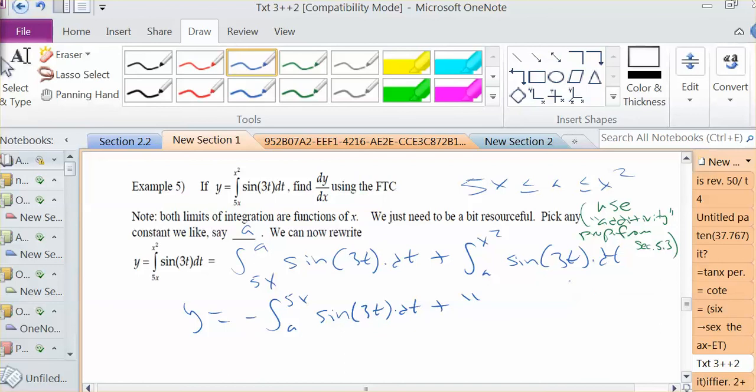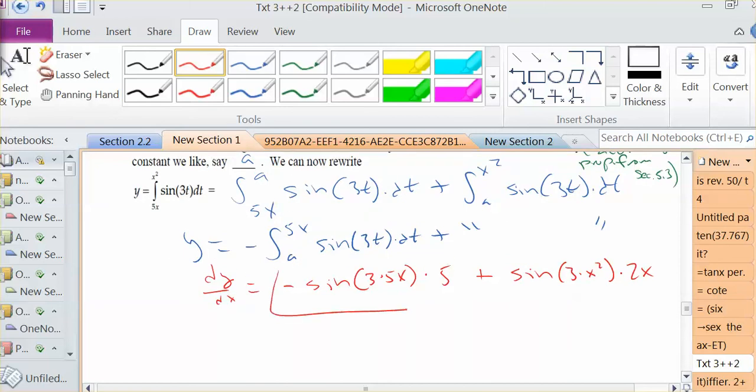I'm getting lazy, I'm not going to rewrite that second integral. But when I do take a definite integral, that's going to be negative sine of 3 times 5x, replacing t with 5x, my upper limit. Do a chain rule, so it's just times 5, plus sine of 3 times x squared, do a chain rule, times 2x. This is something that you tend to see often on the AP exam, so you really want to know this.